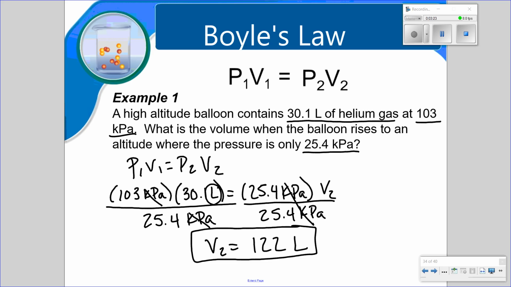And this should make some sense. If you look at your original equation, your pressure is cut by about a factor of 1/4. It goes from 103 down to 25.4, about 1/4, which means that your volume should quadruple. And if you look, it goes from 30.1 to 122. So that makes sense. It's a reasonable answer to what the problem is asking you if you understand the concept of Boyle's law and that these are inverse.